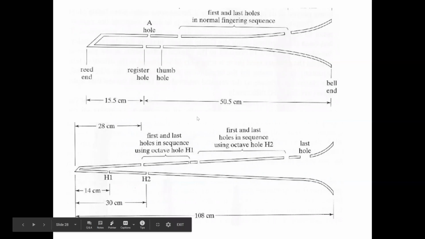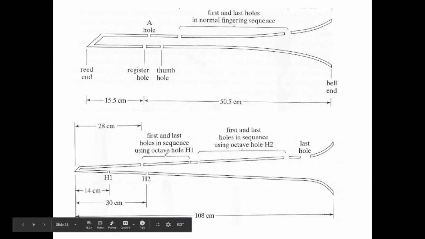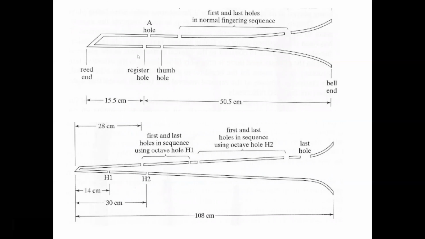So this shows the cross section of a clarinet on top and a saxophone on bottom. You have two thumb holes, a register hole and a thumb hole for the clarinet, a hole up here, and then your normal fingering sequence. The length is about 66 centimeters, it looks like.